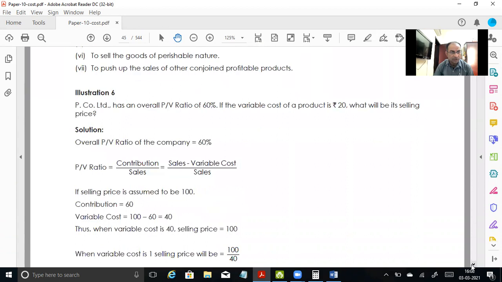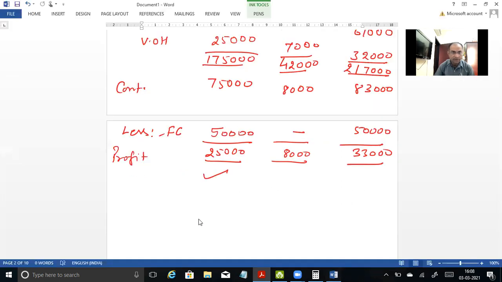So here illustration 7 is in front of you. This is a very small and very simple question. They say P Company Limited has an overall PV ratio of 60%. Variable cost of the product is 20. What would be the selling price? Okay, so the PV ratio is given as 60%. Variable cost is 40. So this is example number 6, or illustration number 6.